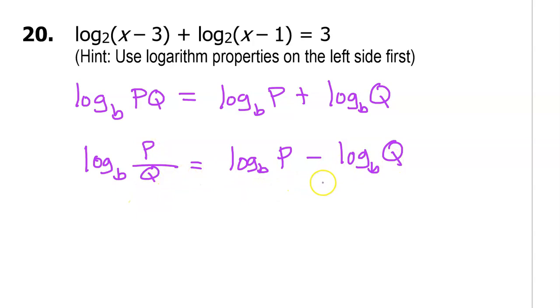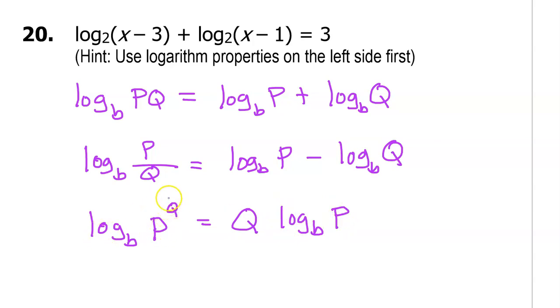There was one other rule. It was a power rule. So if I had the log base b of, let's say, p to the q power, this can be rewritten as q times the log base b of p. So when we have the log of something with an exponent, we learned that that exponent can be put out in the front. So these are 3 properties of logarithms that you should just walk around carrying in your head at all times. You never know when you're going to need one of these.